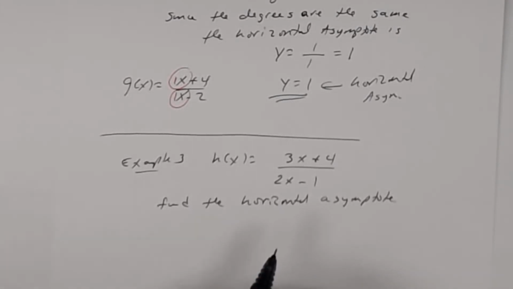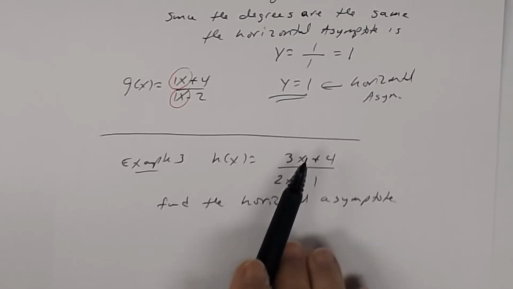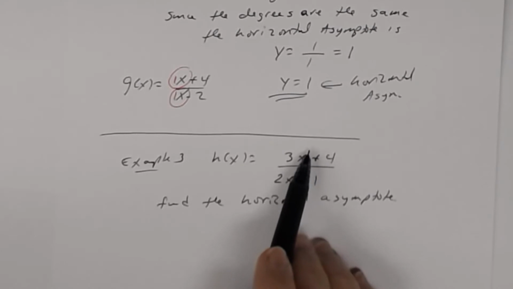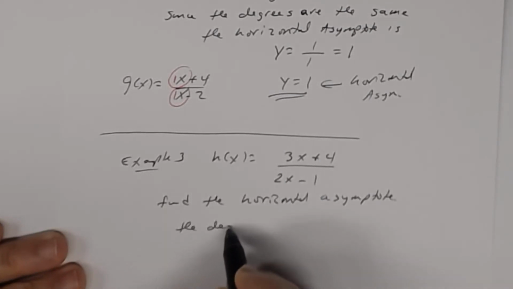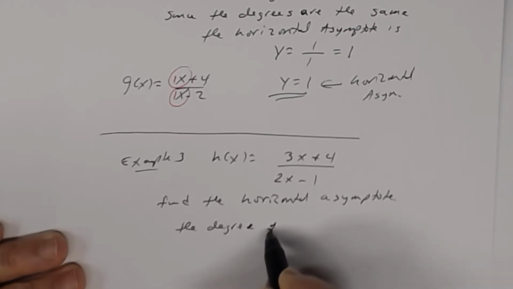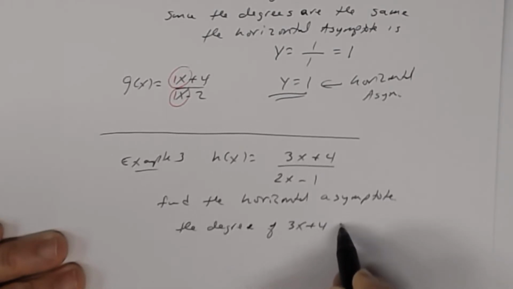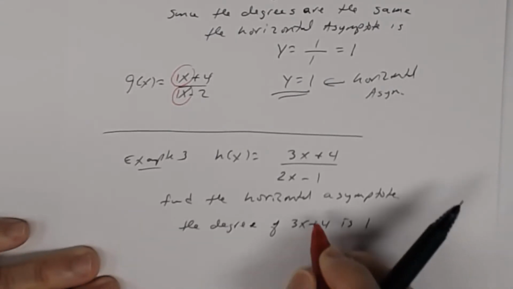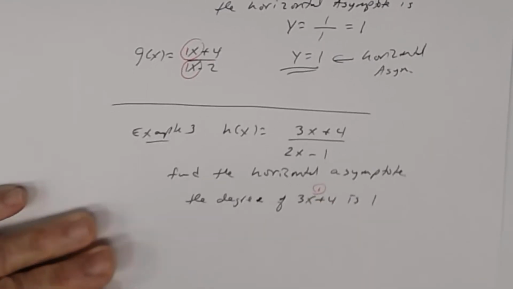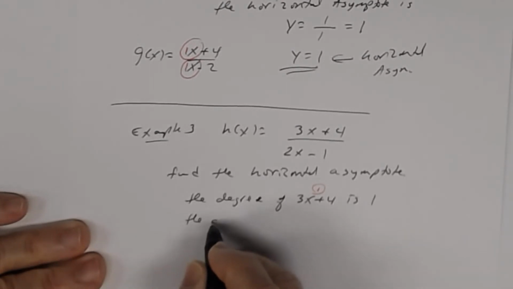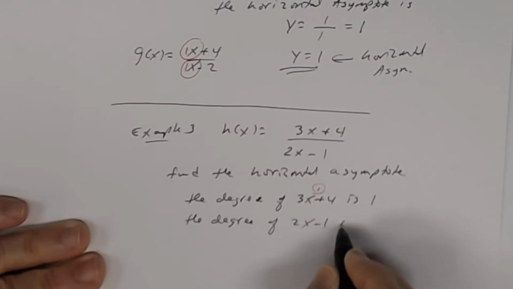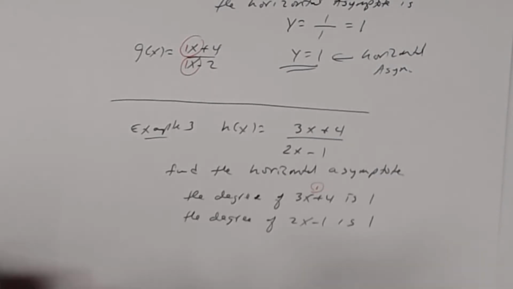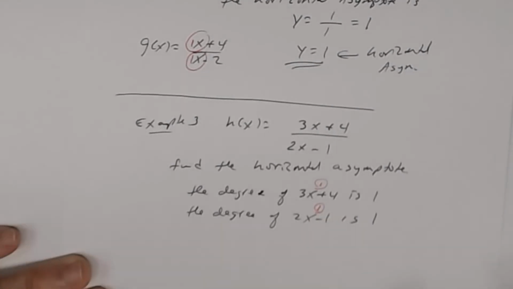Okay, so to find the horizontal asymptote, we look at the degree of the numerator and the degree of the denominator. The degree of the polynomial in the numerator, 3x plus 4, is 1, because it's x to the first. The degree of the denominator, 2x minus 1, is 1 as well, because of the exponent 1 right here.